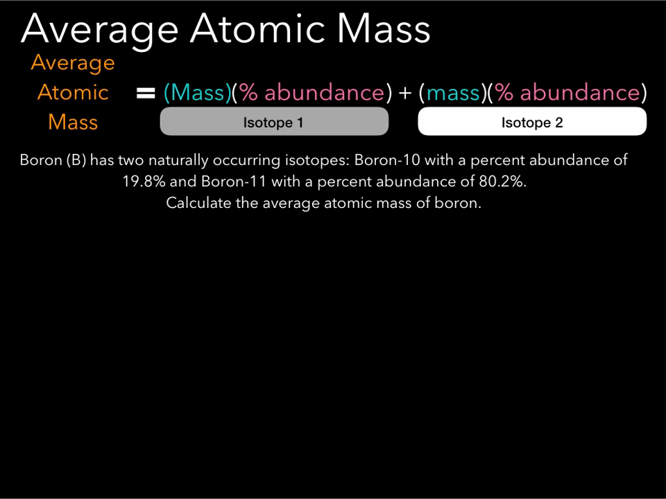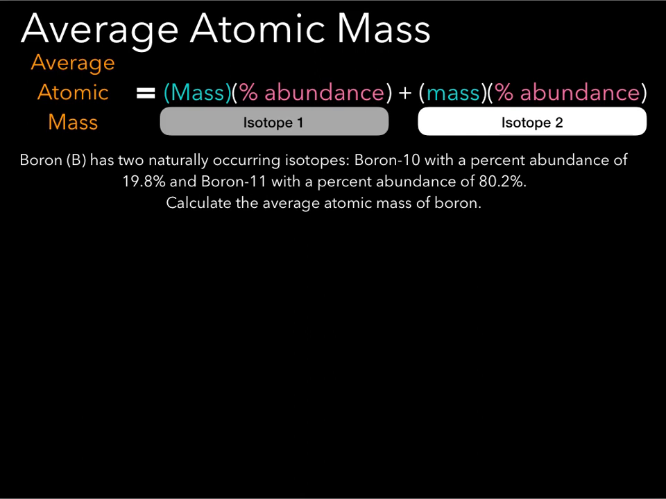So let's do an example problem. This problem says boron has two naturally occurring isotopes, boron 10 with a percent abundance of 19.8% and boron 11 with a percent abundance of 80.2%. We want to calculate the average atomic mass of boron. Note that this is the formula right here.